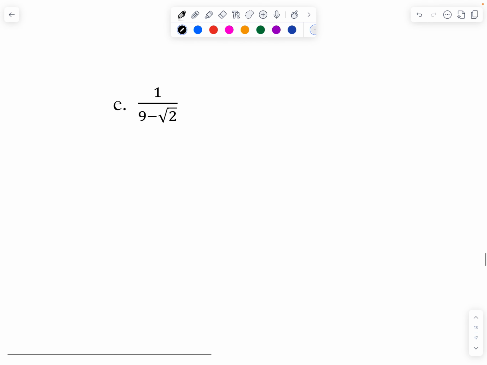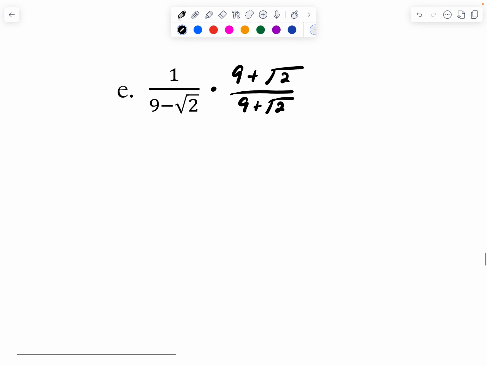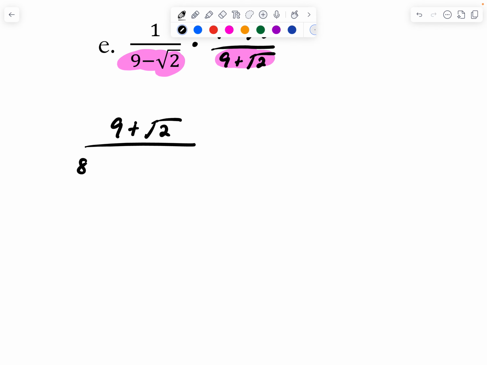Letter E. All right, this one is, I cannot leave a radical in the denominator, so I'm going to multiply by the conjugate of this denominator, which is 9 plus the square root of 2. Remember, the whole point of doing this is so that when I multiply my denominators now, I will get rid of any radicals. Now, 1 times each of those on the top is going to stay the same. But when I distribute, I get 9 times 9 is 81, plus 9 root 2 minus 9 root 2. You should not be surprised that these are going to make 0, right?